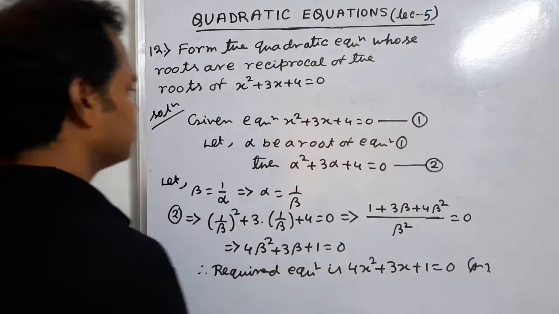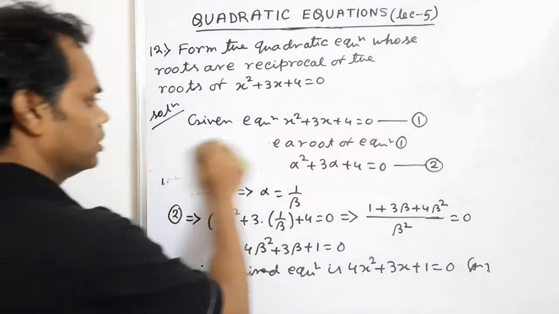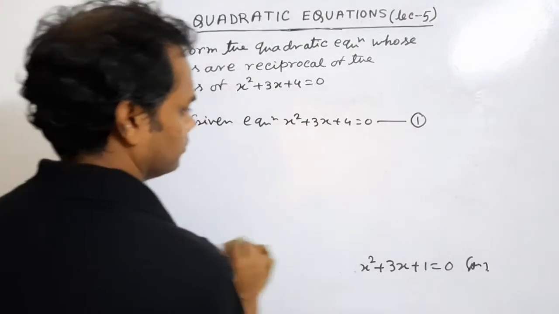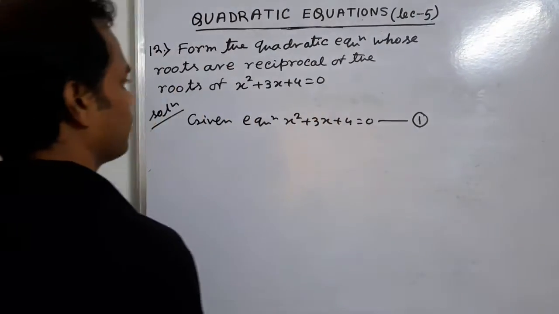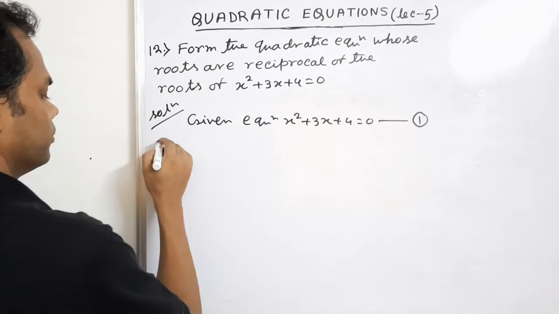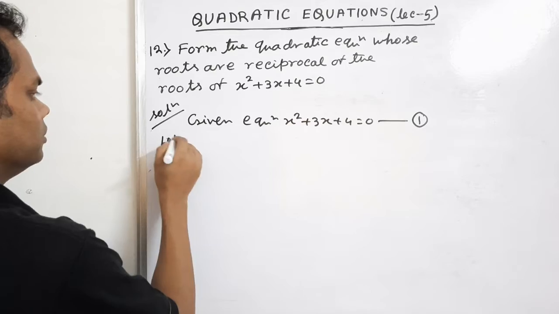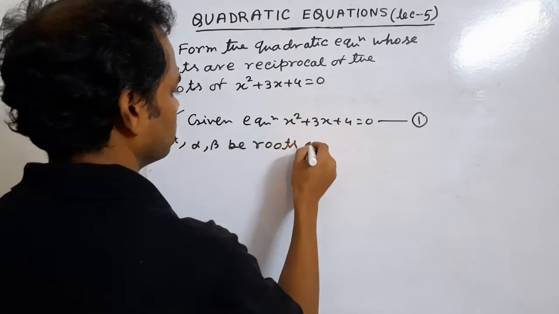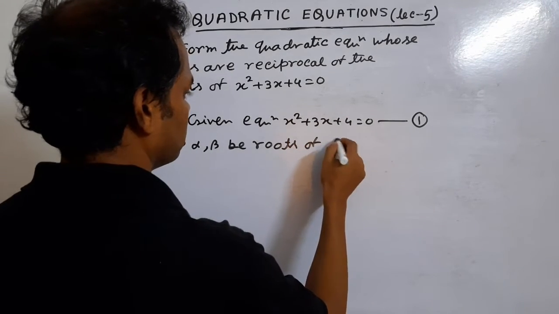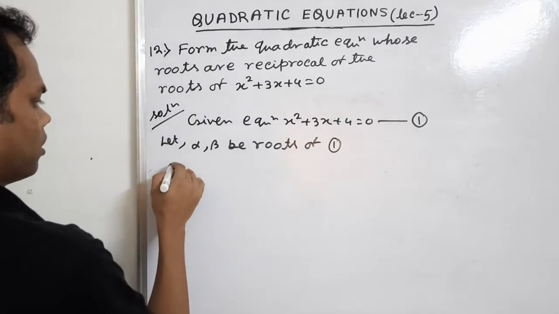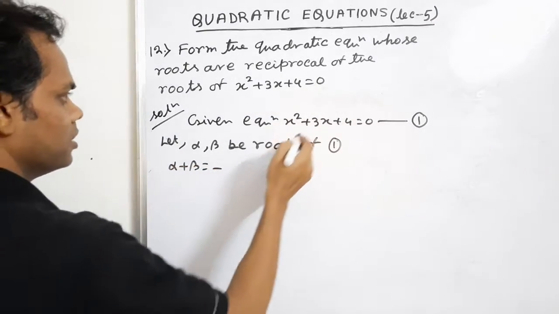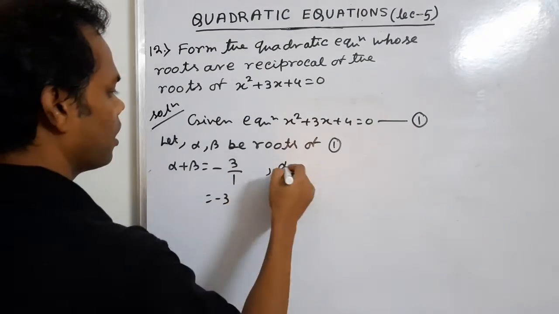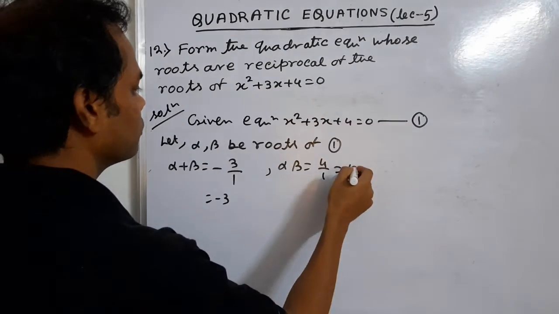And the second method of this sum: let alpha and beta be the roots of equation 1. Then alpha plus beta equals minus b by a. So minus b is minus 3, a is 1, so it equals minus 3. Alpha into beta equals c by a, 4 by 1, so 4.